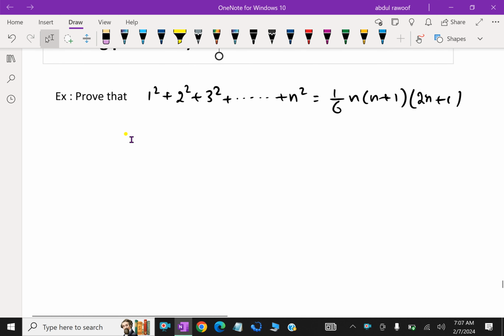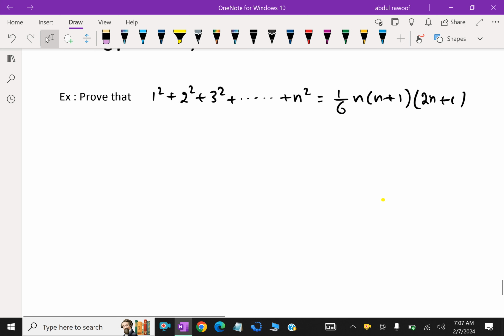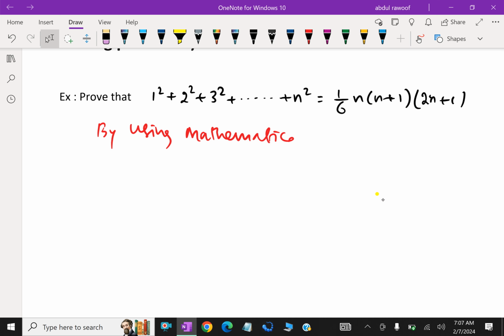In advanced calculus regarding mathematical induction, let us do some problem solving. Look at this. Prove that 1 square plus 2 square plus 3 square up to n square equals 1 over 6 n into n plus 1 into 2n plus 1, by using mathematical induction. Let us prove this statement.